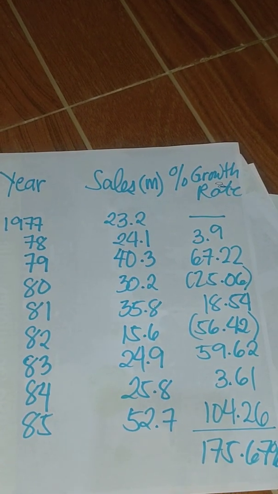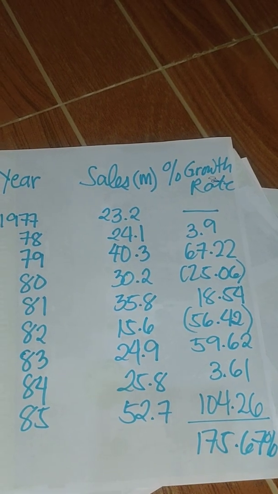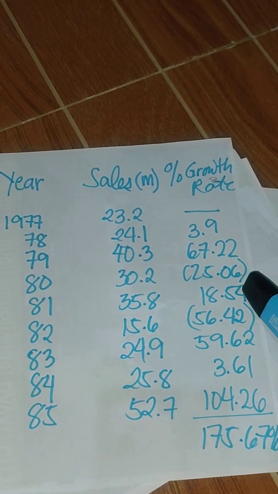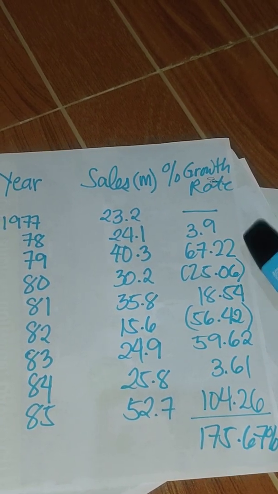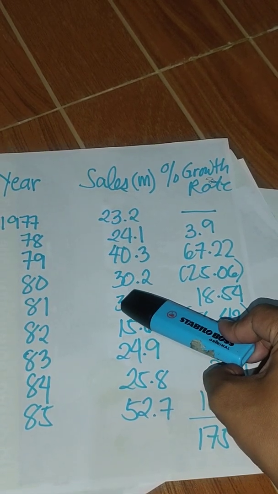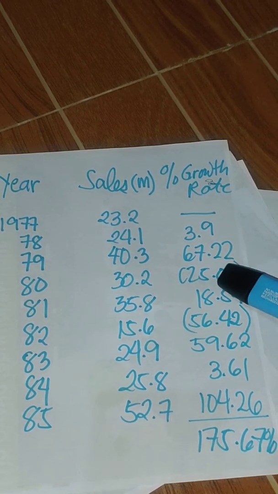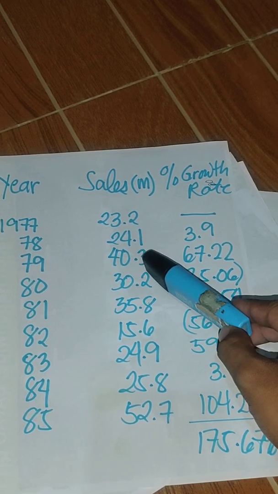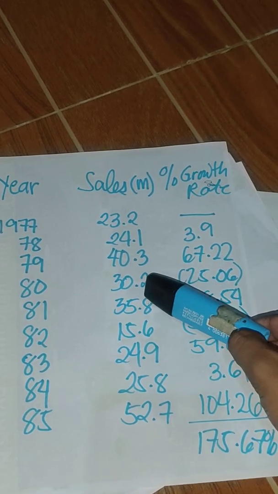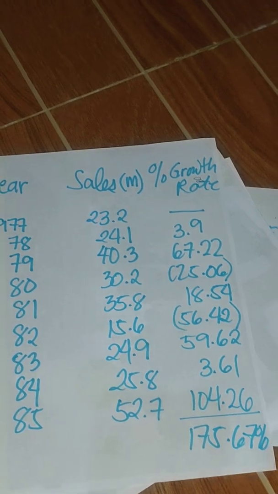So each year, na-increase like 3.9%, 67.22. And you can observe, ang kaning mga gisuot sa parentheses, it only means that hindi decrease siya. Ano naman? From 40.3, it became 30.2. So it has a decrease of 25.06. And then from 30.2 to 35.8, it has an increase of 18.54.